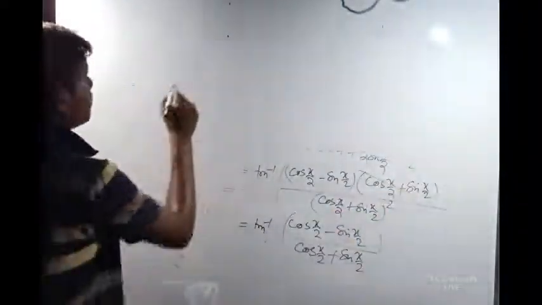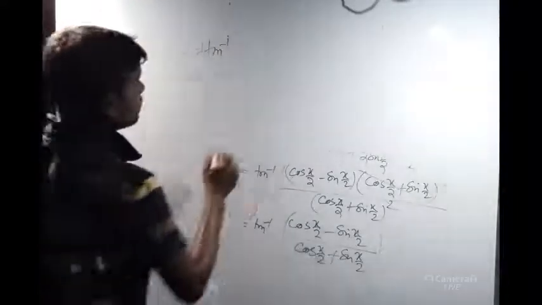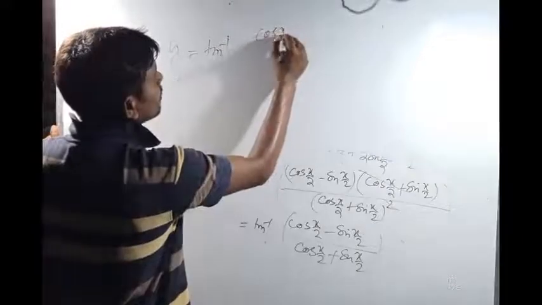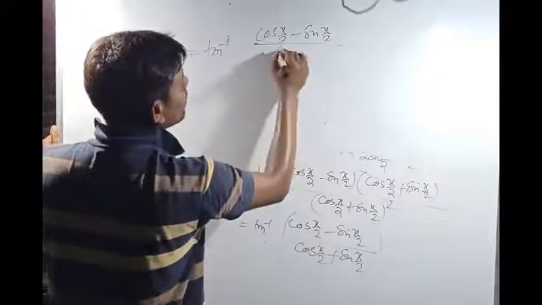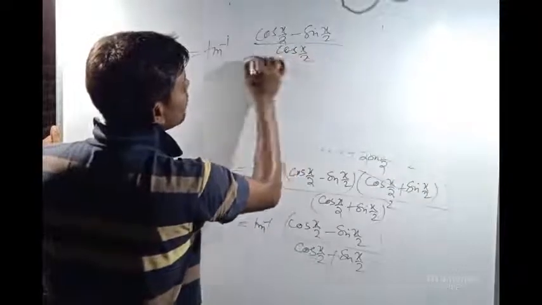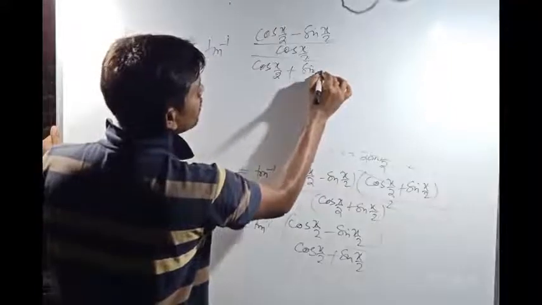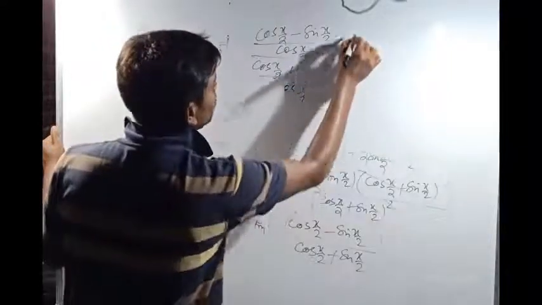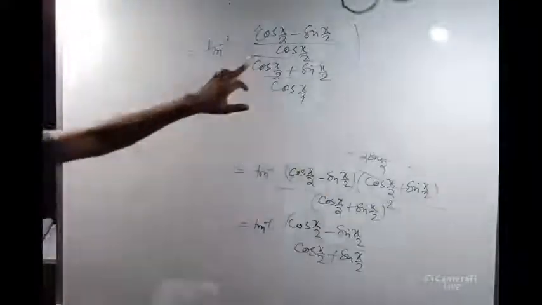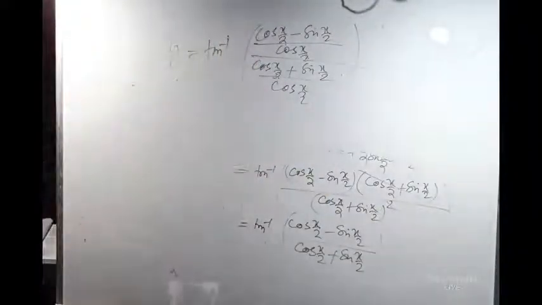Now this becomes y equals tan inverse of cos x by 2 minus sin x by 2, divided by cos x by 2 plus sin x by 2. Okay. We divide by cos x by 2 in both numerator and denominator. Okay. Any doubt?